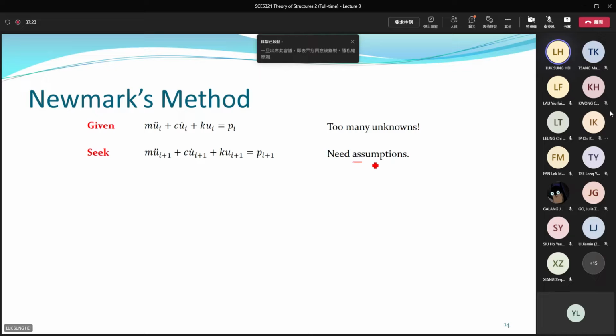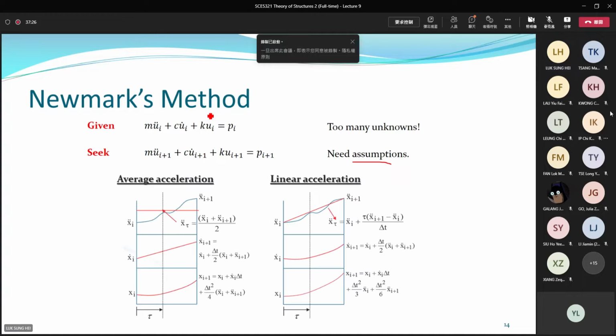What assumption do we make? Under Newmark's method, we make assumptions on accelerations, different from the central difference method. For example, you may have a look at the picture on the left-hand side first. The graph shows x, which is equal to u. As I mentioned at the beginning, in some textbooks they use x rather than u for displacement of the structures. Here I use x, following the textbook that uses x for displacements.